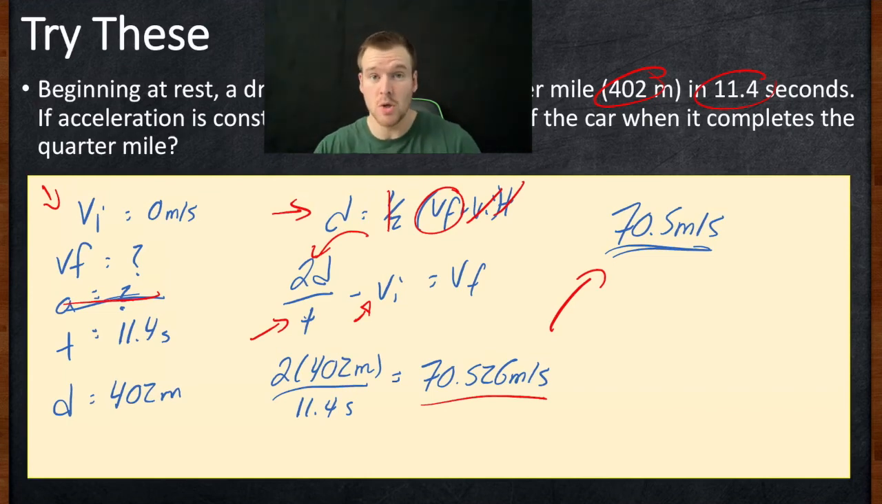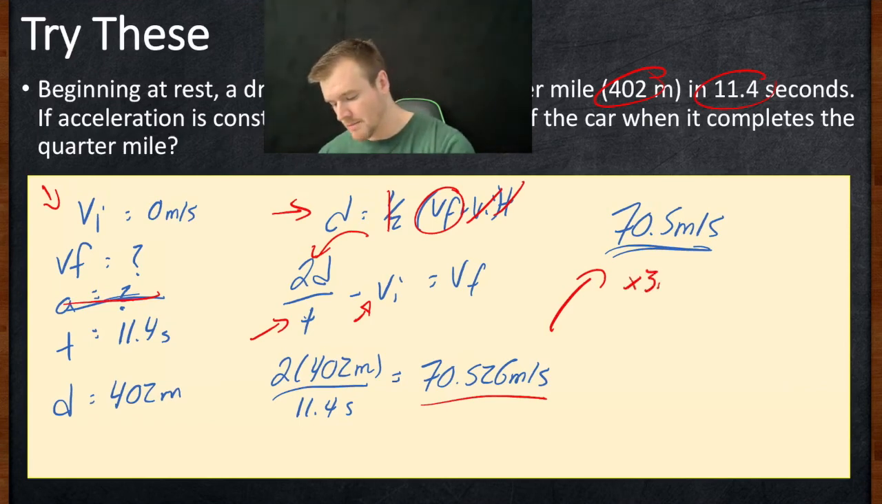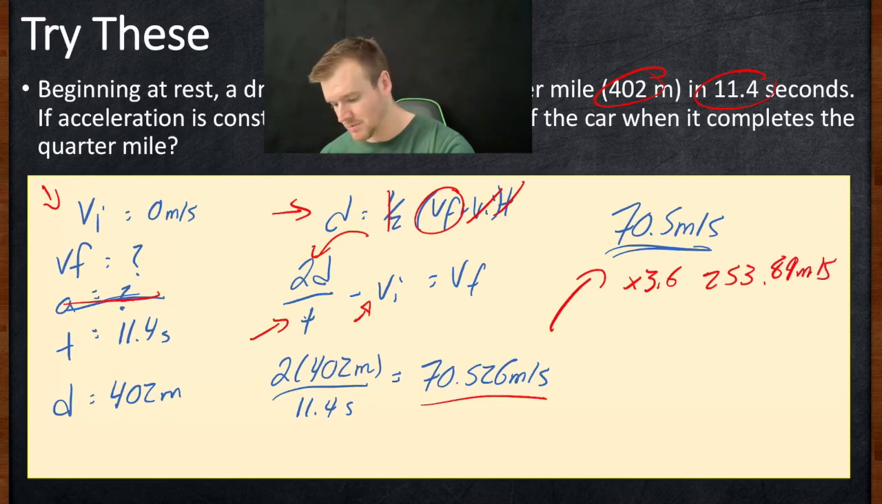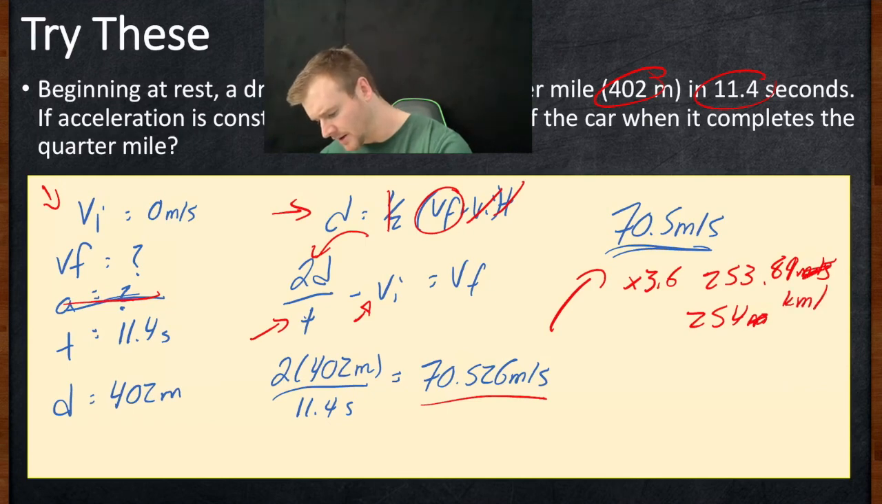Now to convert this to kilometers per hour, if you're interested in how fast that was, instead of dividing by 3.6, we multiply by 3.6, and you get actually a pretty fast number. It's 253.89, and again, to 3 digits, that'd be 254 kilometers per hour, which is really quite quick.